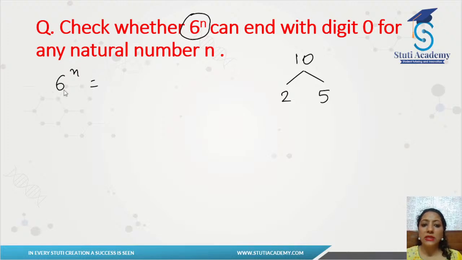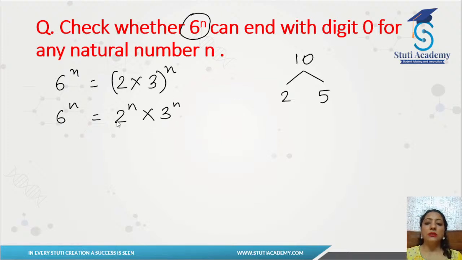Now I'm going to write this 6 as 2 into 3. So now this becomes (2 × 3) raised to the power n, that is 2 raised to n into 3 raised to n. Now children, from here we can see that 2 is a factor of 6 and 3 is also a factor of 6. But for 6 raised to the power n to end with digit 0, we should have 2 and 5 both as factors of 6 raised to n. But here we have 2, and we don't have 5. 5 is missing here. So we can say 6 raised to the power n cannot end with digit 0. This we had discussed yesterday also.